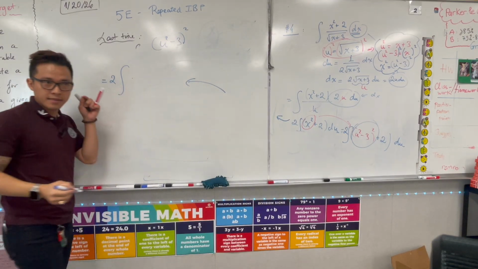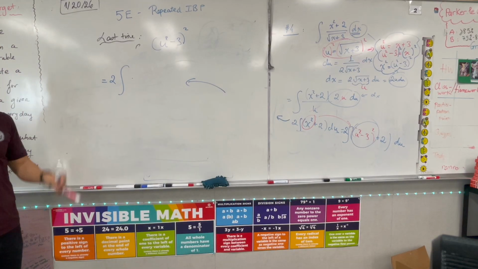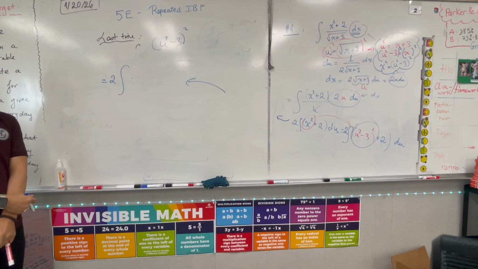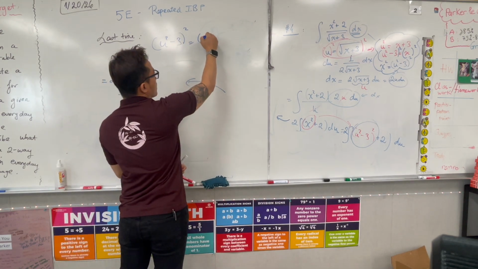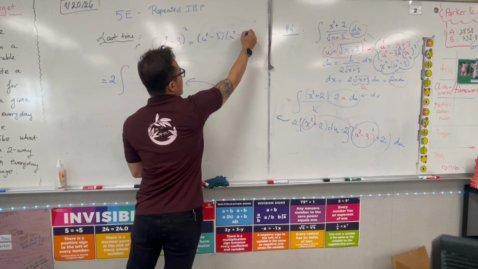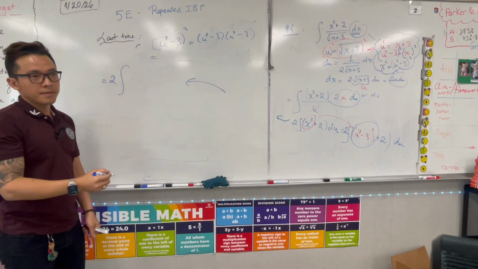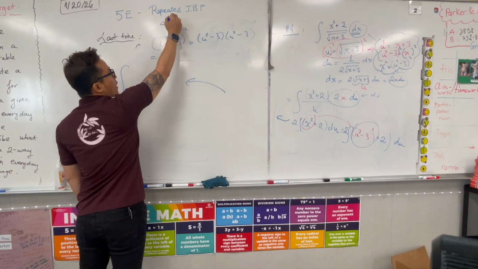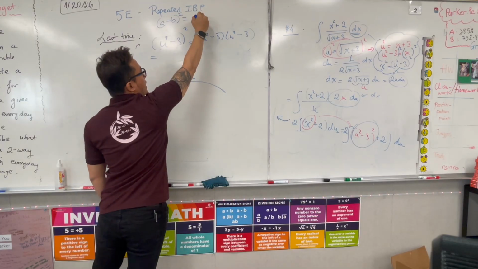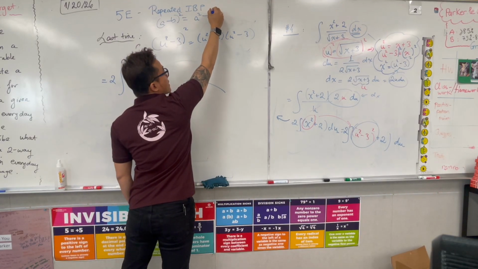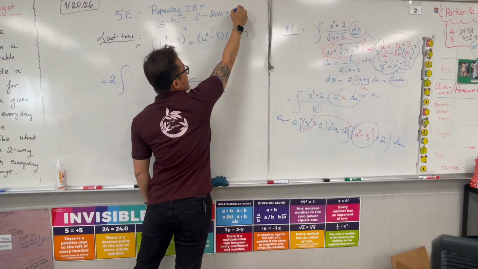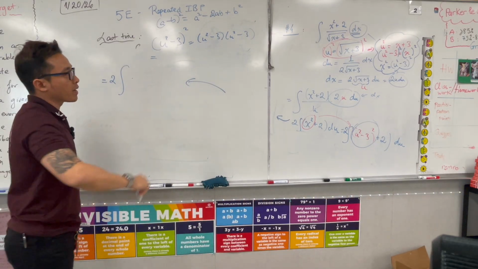How do you expand this? You just make it into the same thing but twice, no? Oh, you do it that way? Yeah. Okay, and then you're gonna do FOIL. What is the formula for (a minus b) squared? a squared minus 2ab plus b squared. You can use that one.